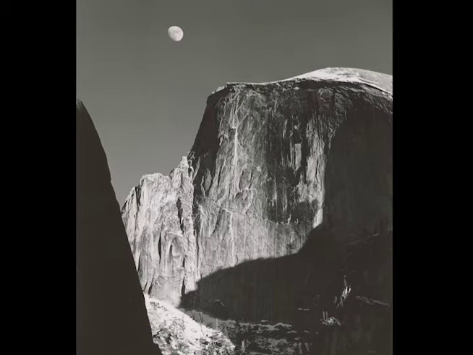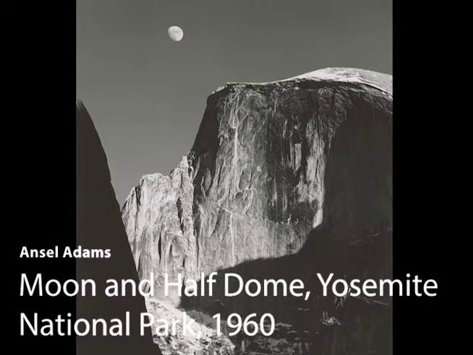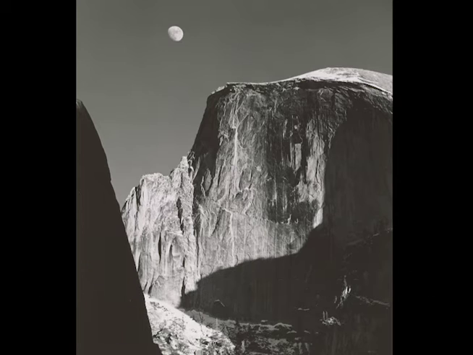First, we will look at Moon and Half Dome, Yosemite National Park, by Ansel Adams. Adams was famous for his detailed, high-contrast, tonally rich black and white landscapes of the American West. He made this photograph in 1960. We use the word made rather than took because Adams himself stressed that a photograph is crafted and designed by an artist, not just recorded by a machine.